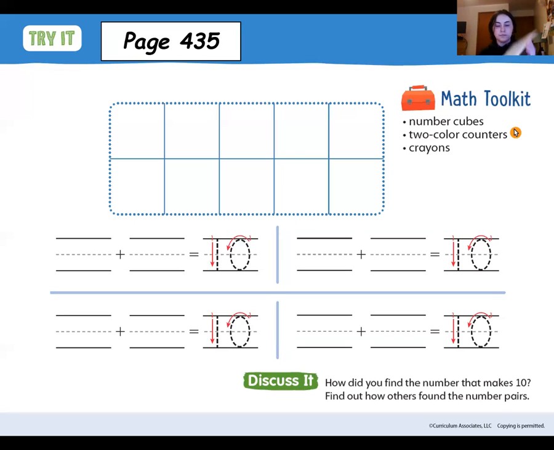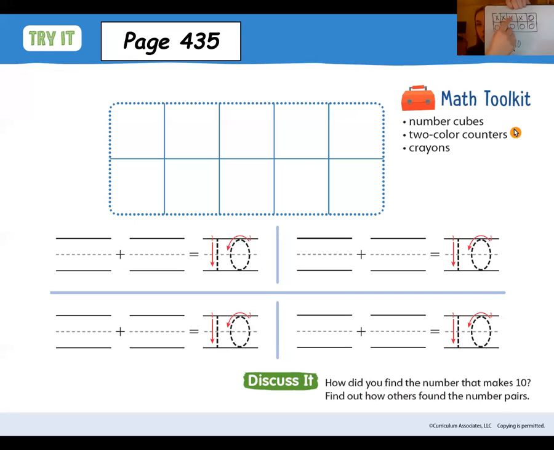Awesome. So I went ahead and I used the 10 frame because that's what's easiest for me, but you guys can also use counting it out on your fingers, or you can use our number cubes, our number blocks to try to use it that way too.